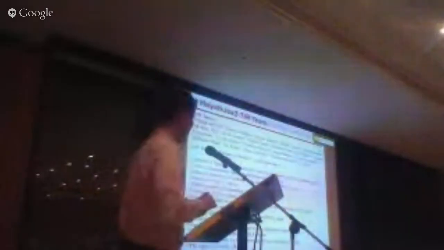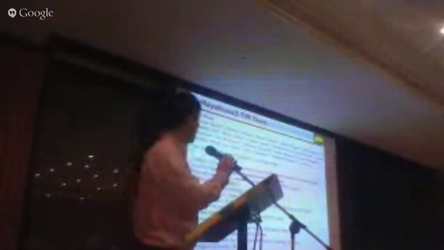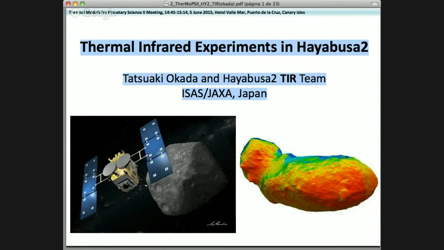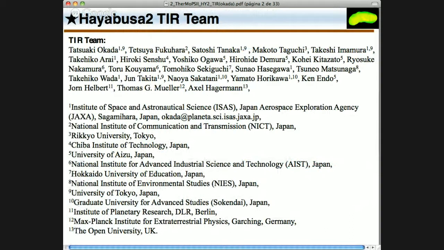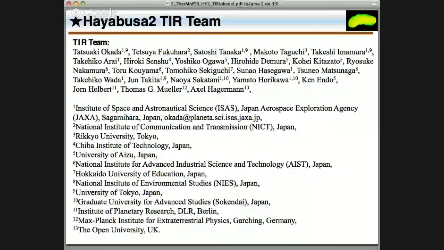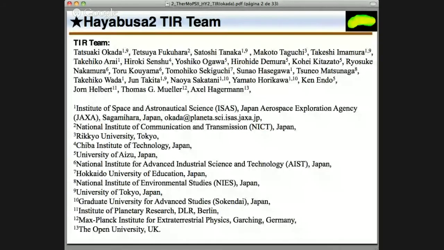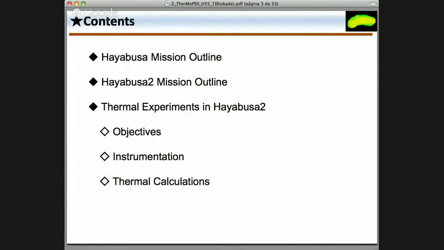Hi, I'm Tatsuaki Okada. I'm happy to be here to talk about the experiment and discuss with you. So my talk is basically an introduction to the Hayabusa 2 mission and experiment. Our team is basically Japanese, but with some European members, especially Thomas, who invited me to come here today. The talk will first outline the former Hayabusa mission, and next the outline of Hayabusa 2. And after that, my experiment using the star imager, with the objectives, implementation and some calculations.